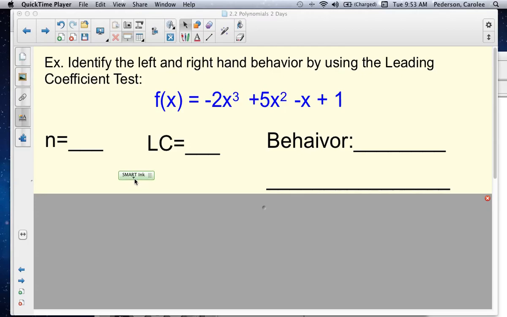Here is 2.2 day 1, part 2. I do want you to go through this problem and write it down and help to answer the questions. So now I'm going to pose the question to you. Here is a function. Identify the degree of this function, its leading coefficient, and tell me what the end behavior is.